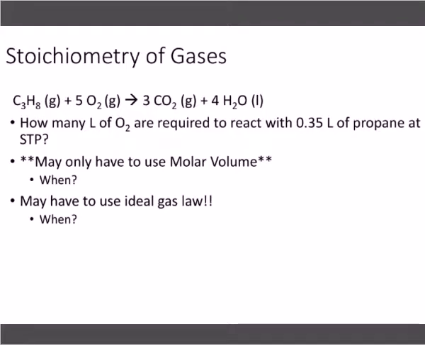All right, let's take a look here. This is where we start getting into some mixed problems. And this, I believe, is back on page 6 in your notes, if I'm correct. It's the first example there. It says, how many liters of oxygen are required to react with 0.35 liters of propane at STP?